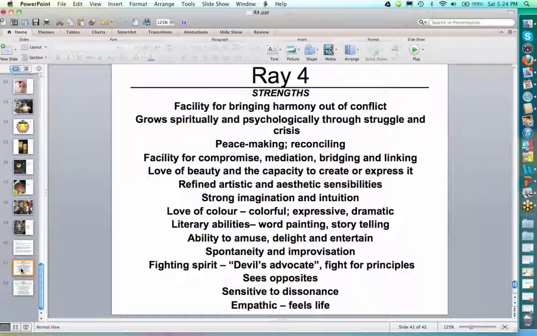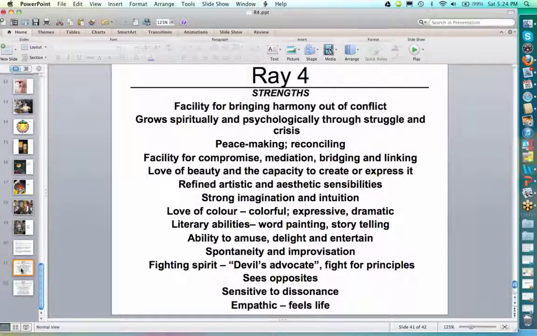Here's a thing to consider. Fourth ray on the mind has a strong imagination. It's an intuitive ray. It's intuitive because of this large gamut, the big spread that it has, whether it's knowledge or whether it's capacity to access it. It is an intuitive quality. Love of color, and that is expressed. It can be expressed dramatically or it can be expressed through literary work. The ability to amuse, to delight, to entertain, spontaneity and improvisation, which we've already covered, and it has a fighting spirit.